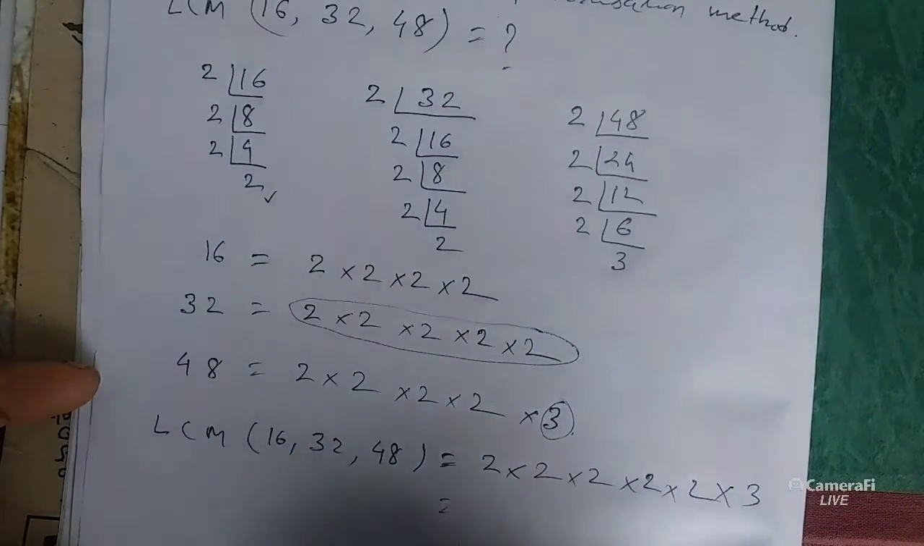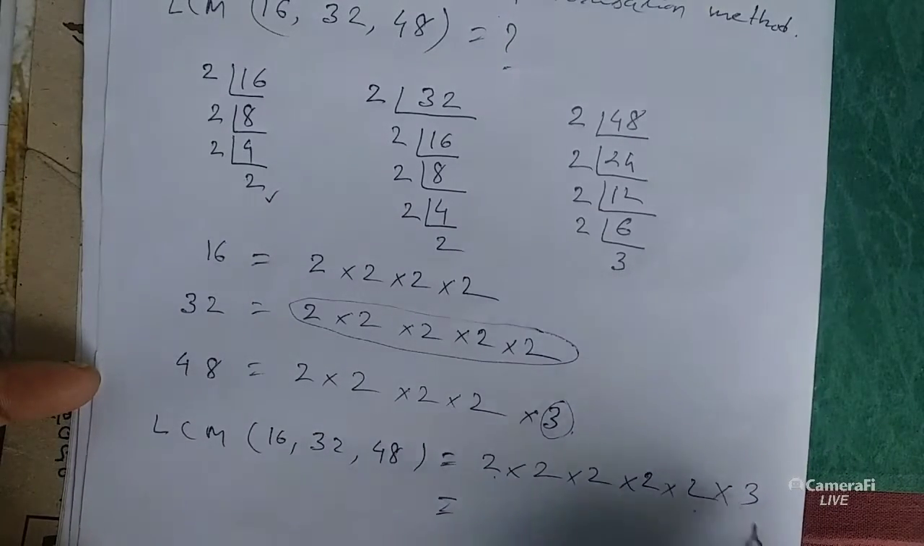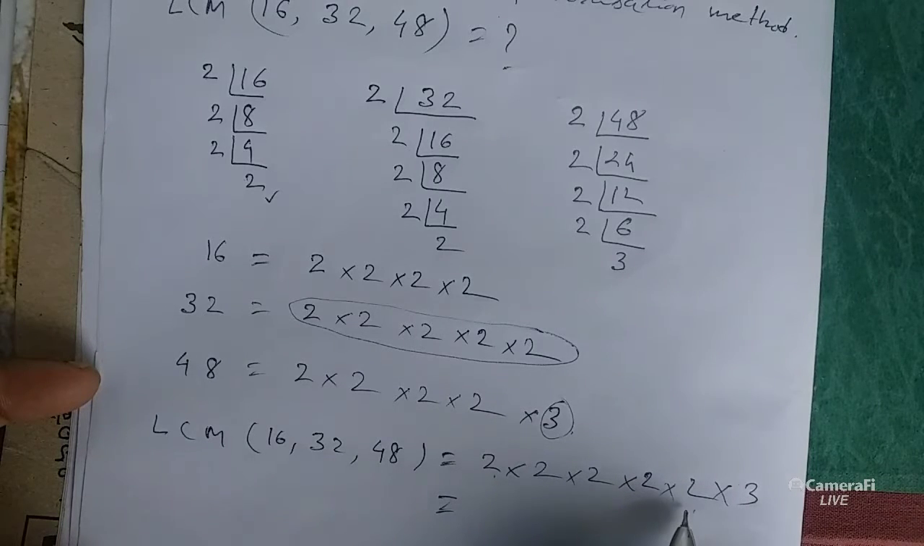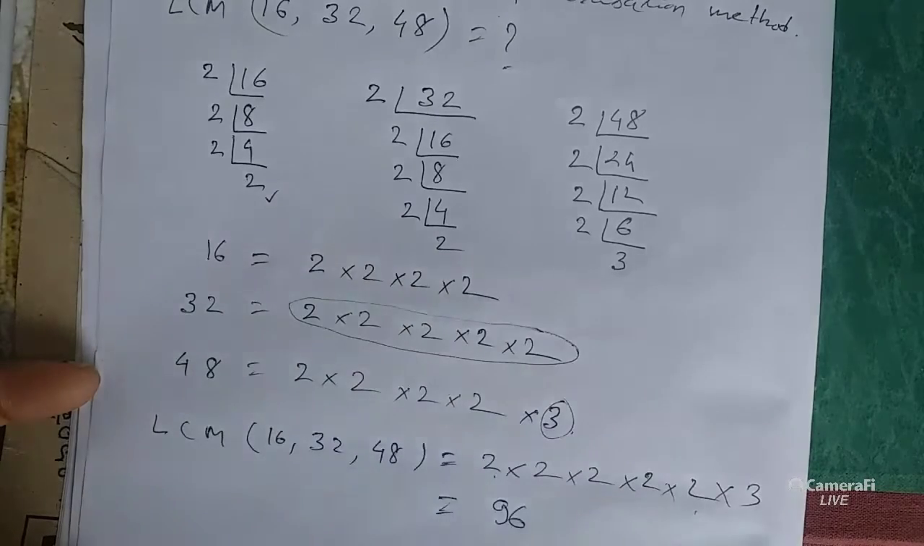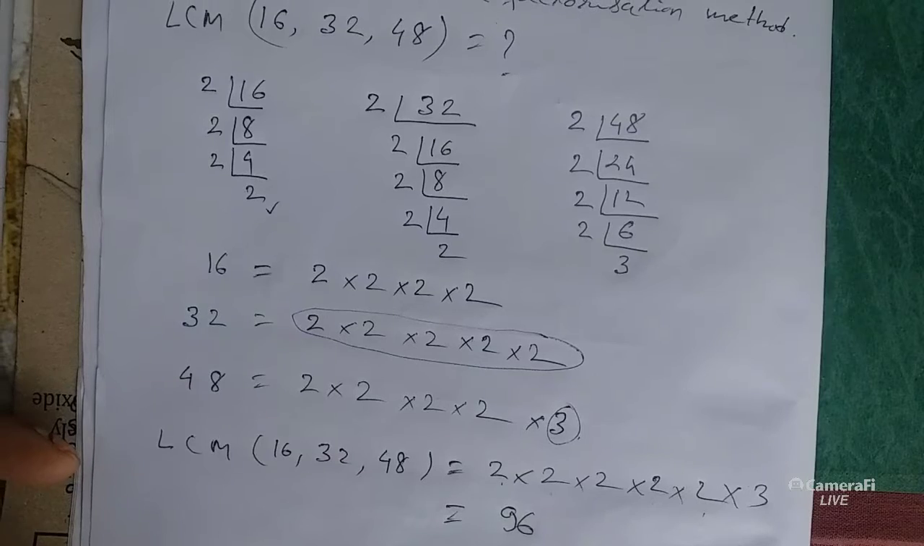So this is complete. Now we have to multiply it. 5 2s and 1 3. 2 2s are 4, 2 4s are 8, 8 2s are 16, 16 2s are 32, 32 3s are 96. So we get the LCM of 16, 32 and 48 as 96.